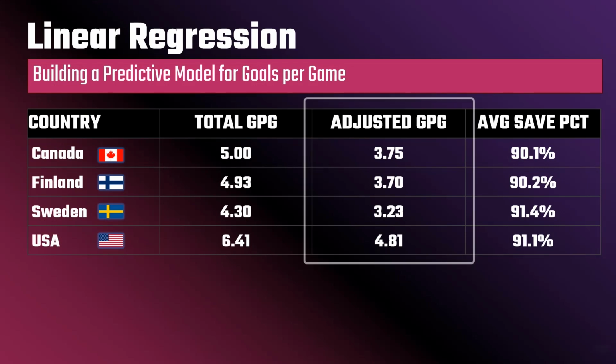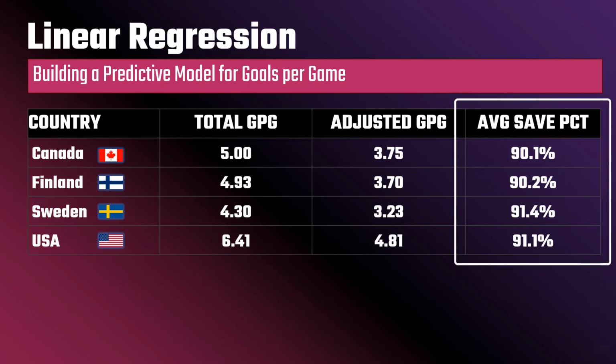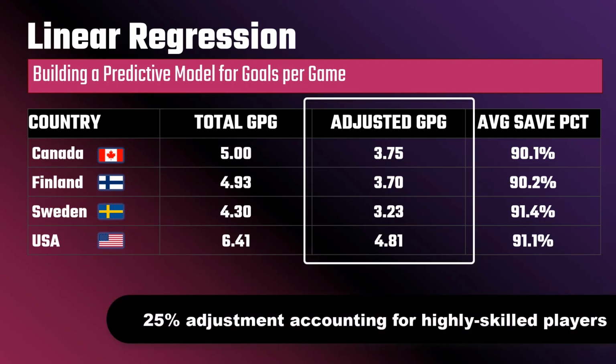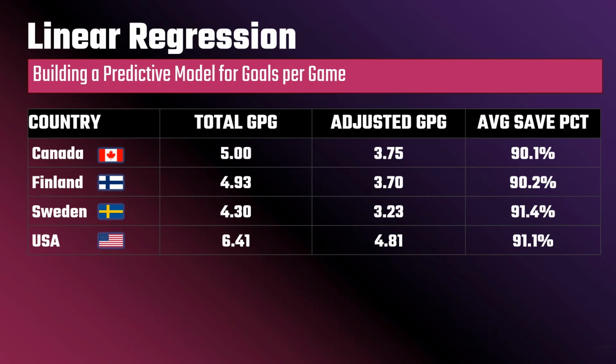In our final calculations, we adjusted for the quality of player in the tournament, and we adjusted for the strength of the opposing goaltenders. You may want to adjust for more, but we wanted to keep things simple with some grounding in reality. You can see the results here, where we go from the predicted goals per game to the adjusted goals per game. We did this at the country level. The adjustment is a 25% adjustment based on the assumption that skilled players don't score as many goals against other skilled players. The final goals per game for each team will factor in the opposing goalie's save percentage.